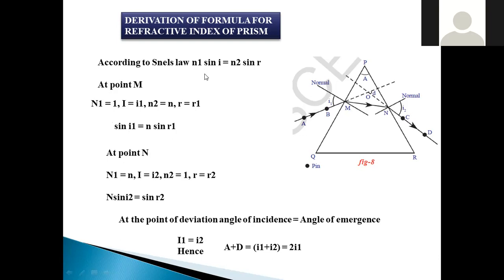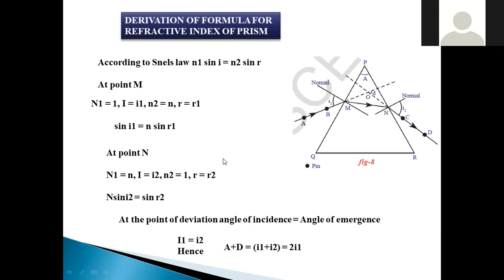Now let us substitute all these in this equation. N1 is equal to 1, that's why 1 into sine I. Sine I is nothing but sine I1, is equal to N2, which is N, then sine R. Sine R is nothing but sine R1. So what is the final equation? Sine I1 is equal to N sine R1. At the point M, the equation is sine I1 is equal to N sine R1.